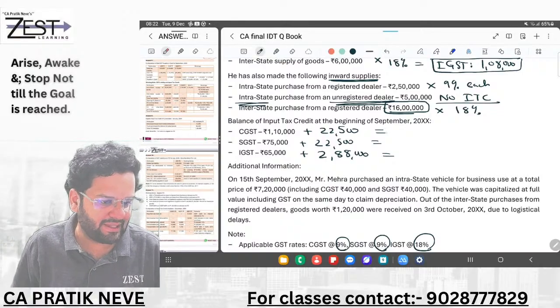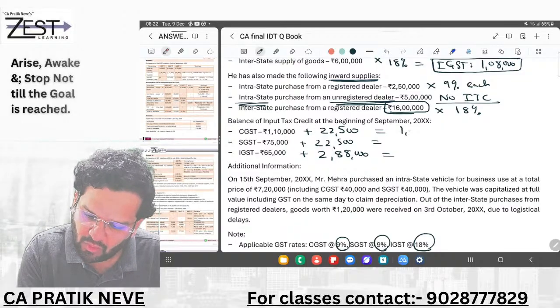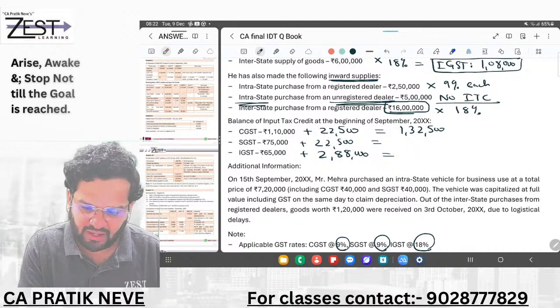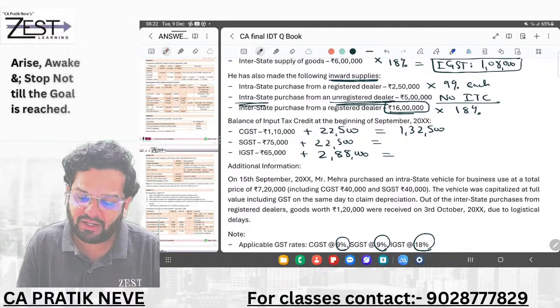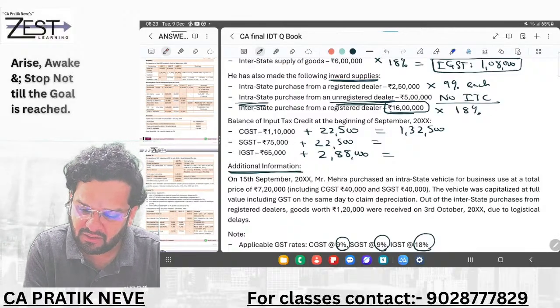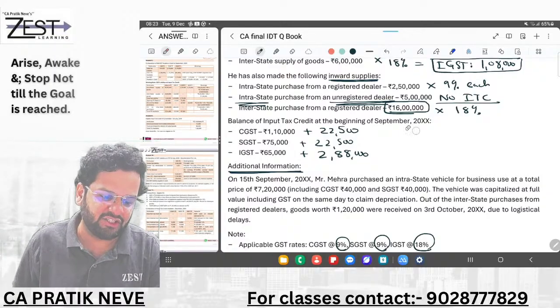Okay, so 1,10,000 plus 22,500, 1,32,500, 75,000. Acha, but some additional information is also given, friends. So maybe my ITC will be affected because of that. So I should check additional information also.